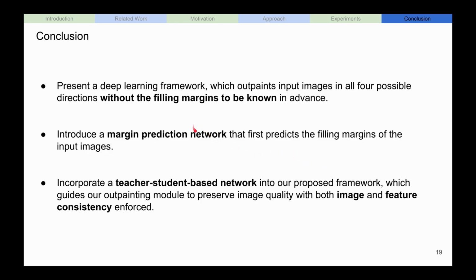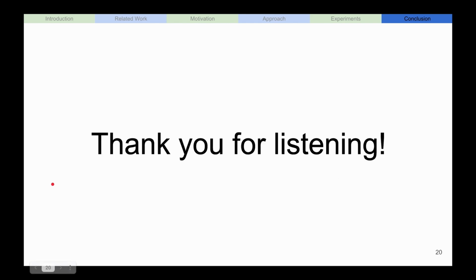In our conclusion, we present a deep learning framework which outpaints input images in all four possible directions without the filling margins to be known in advance. We also introduce a margin prediction network that first predicts the filling margins of the input images, and incorporate a teacher-student-based network into our proposed framework, which guides our outpainting module to preserve image quality with both image and feature consistency enforced.